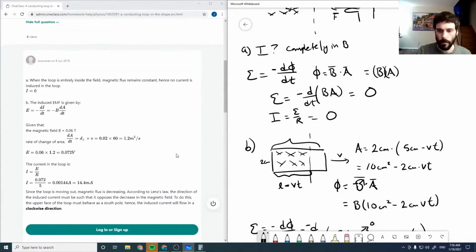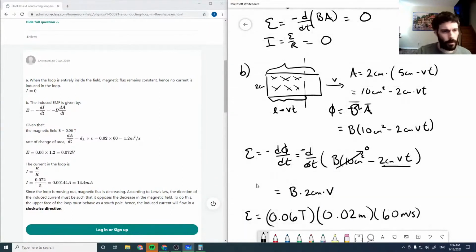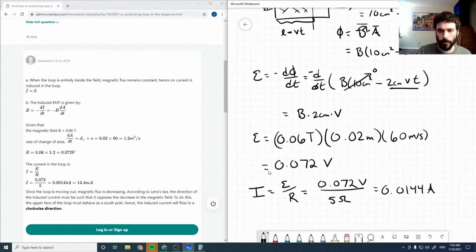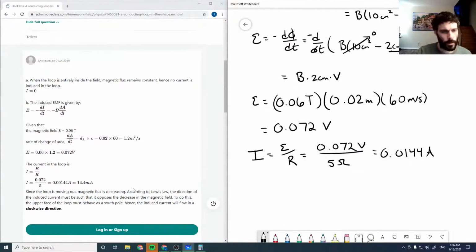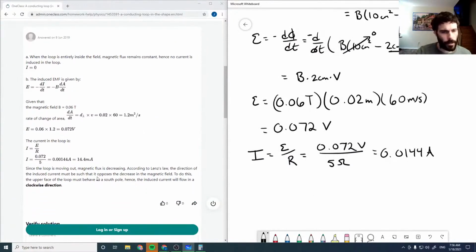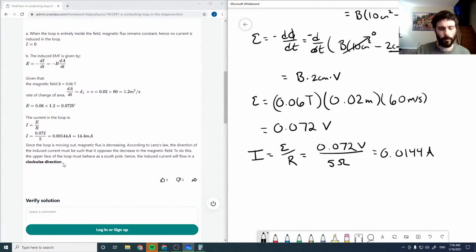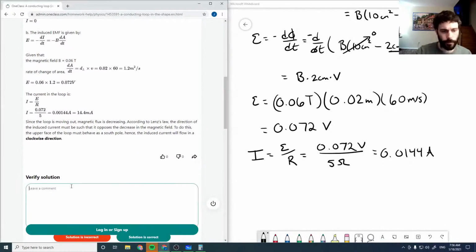Okay. And so our EMF is 0.072 volts, and our current is 14.4 milliamps, and the direction of positive current will be in the clockwise direction. So that looks good. So that's correct.